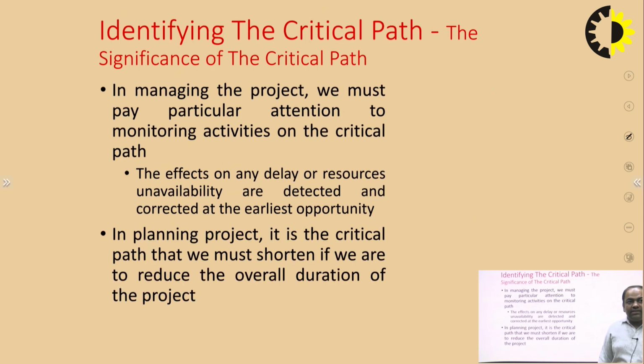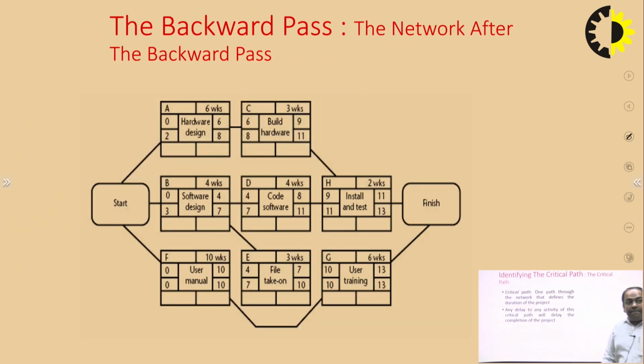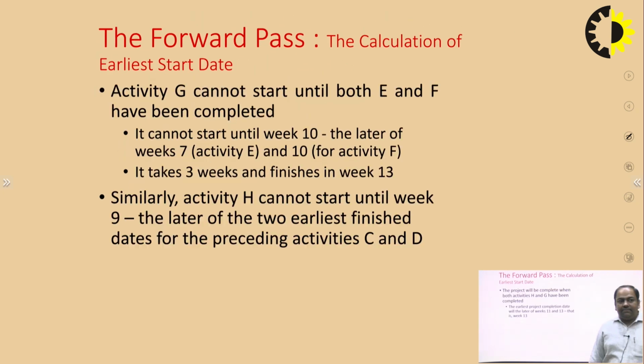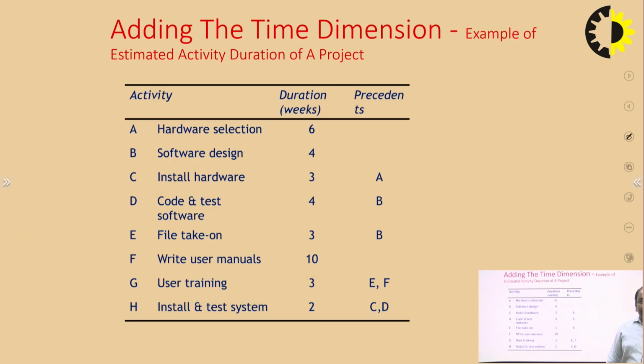So through this network model, we identify the duration depending on these activities, which are hardware selection, software design, install hardware, code and test of the software, file takeon, writing user manuals, user training, and installation and testing of the system. So by taking these 8 activities and their durations, we can find out that in this example the project can be completed in 13 weeks.